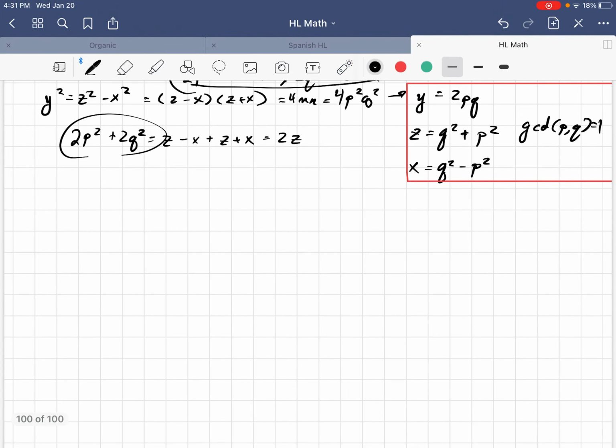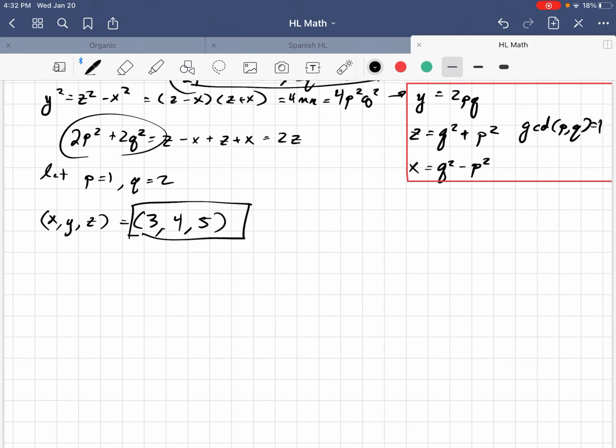So for example, if I let p be equal to 1 and q be equal to 2, because those are relatively prime, then x is q squared, which is 4 minus 1, which is 3. Y is 2 times p, which is 1, times q, which is 2, so that's 4. And z is q squared plus p squared, so it's 4 plus 1, or 5. And so that's how that original Pythagorean triple right there is generated.